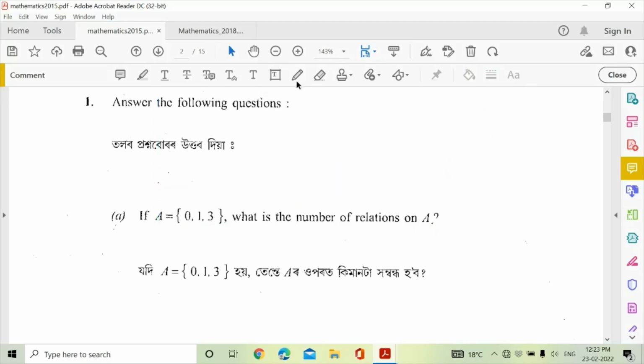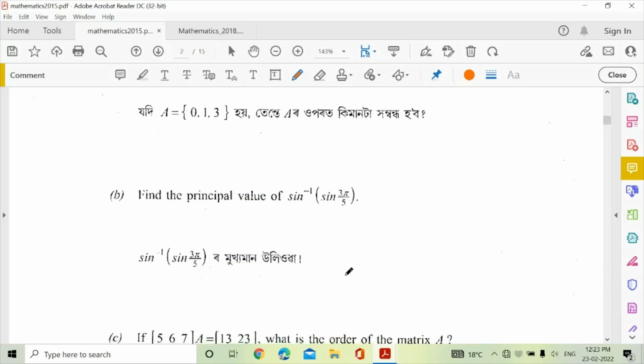So what is the answer then? The answer is 2 to the power 9. The number of relations is 2 to the power 9. So let us go to the next question.